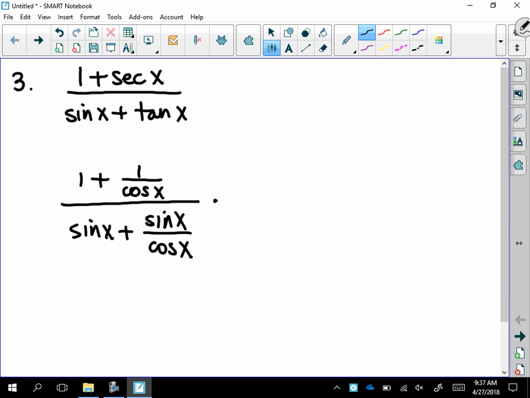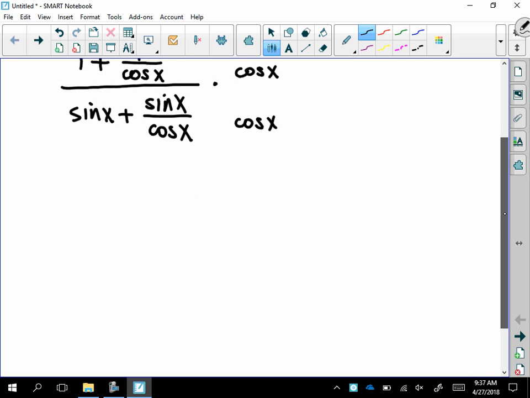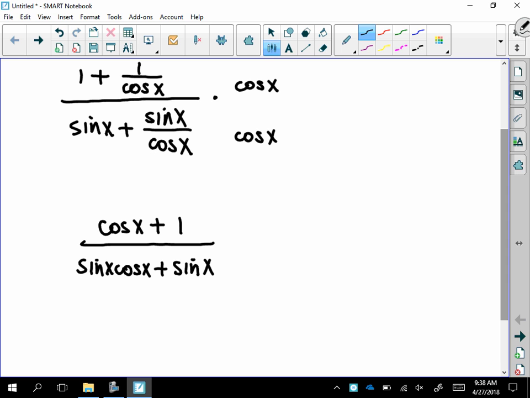So what's the common denominator? Cosine? That'll give me, in the numerator now, cosine plus 1. And in the denominator, I'm going to get sine cosine plus sine. Everybody good so far? All right, now what?